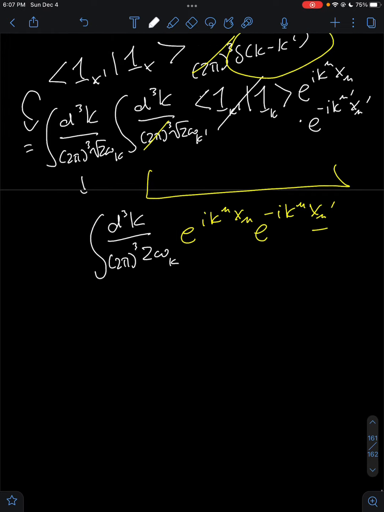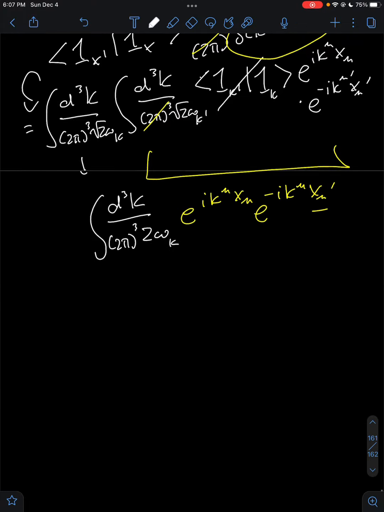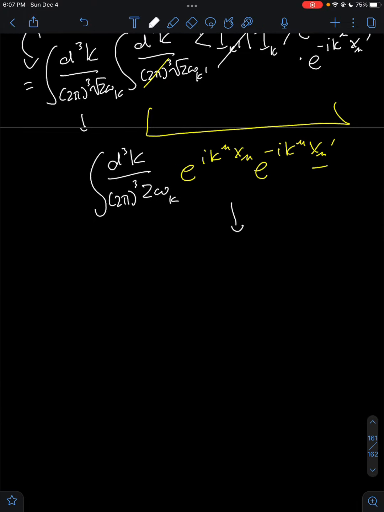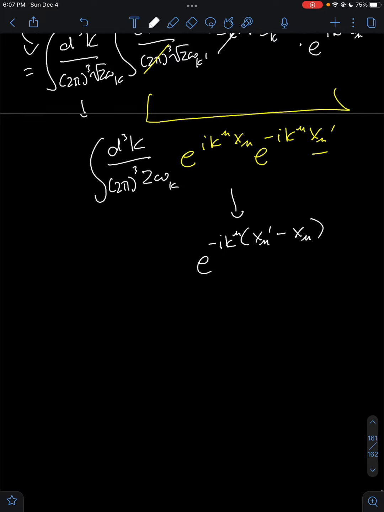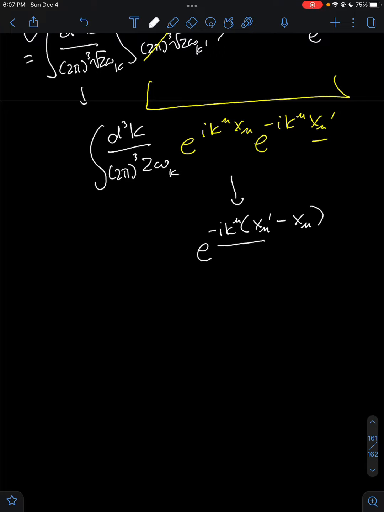So we have this over here now. Pretty sweet. So we can rewrite this as e to the minus i k mu times (x mu prime minus x mu), right? Because this is going to give us e to the minus i k mu x mu. That's over here. This gives us e to the i k mu x mu. That's right over here. And then we're integrating over that. We're integrating over k.